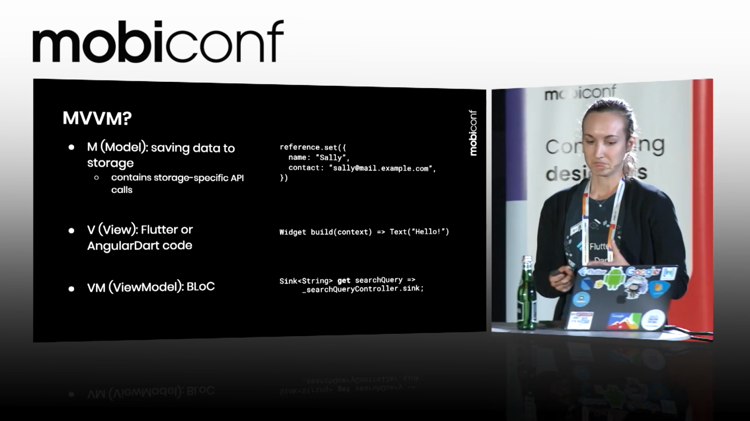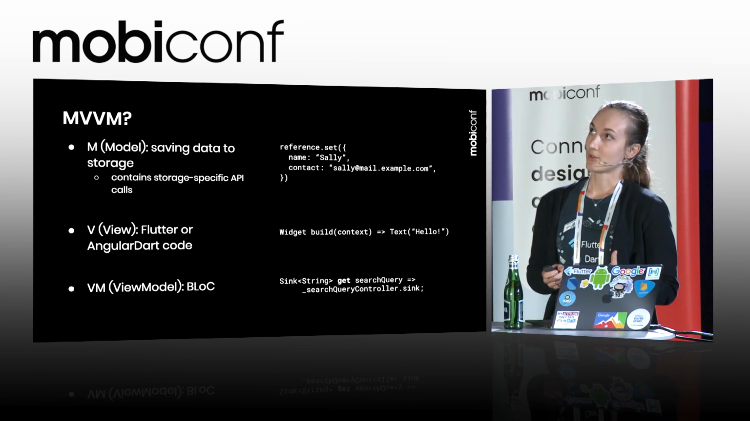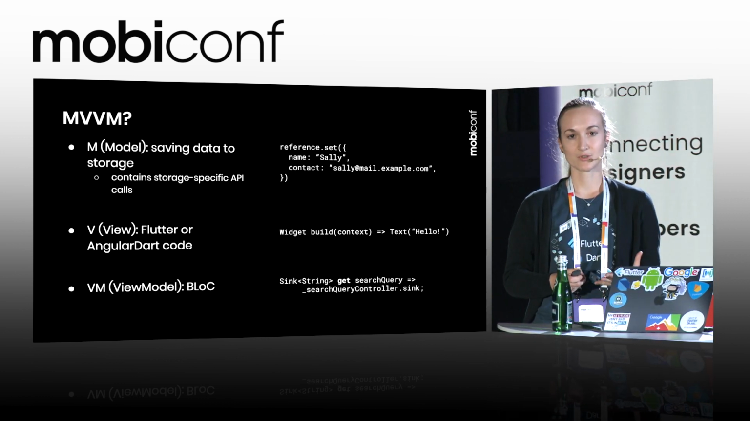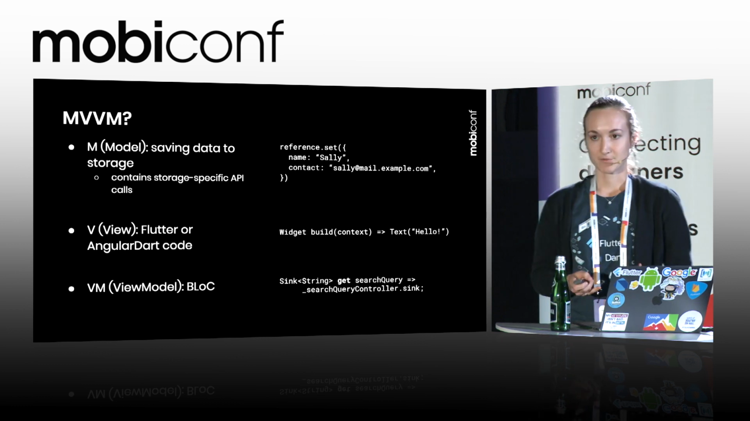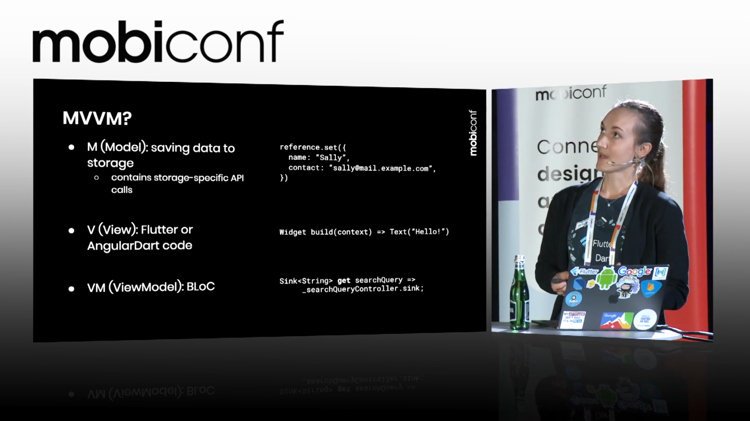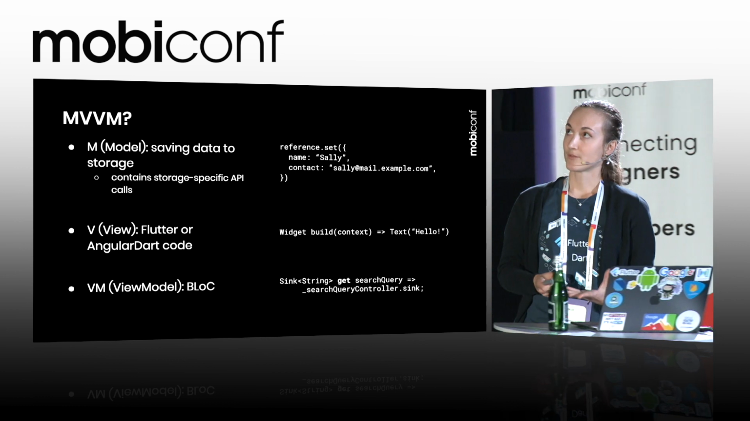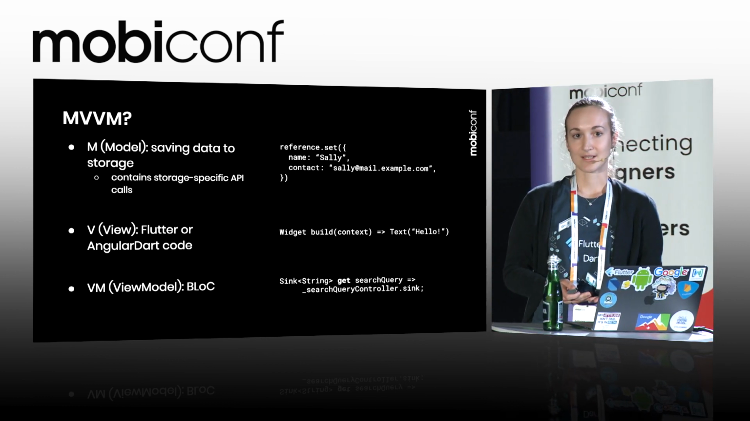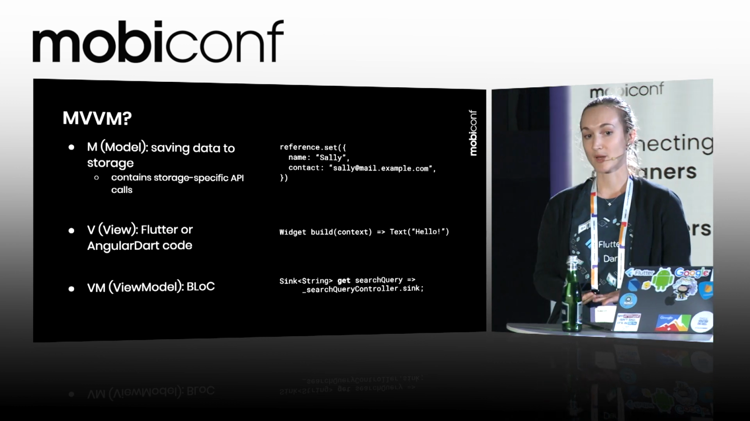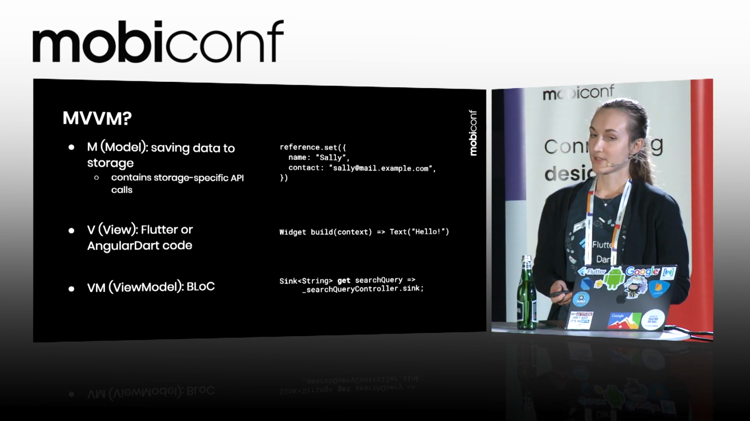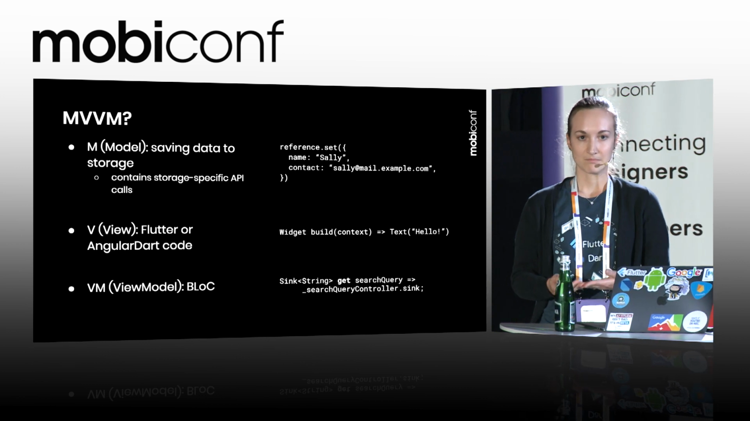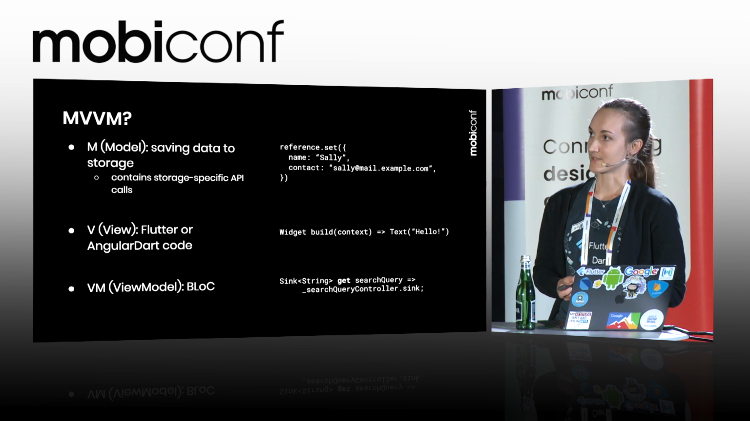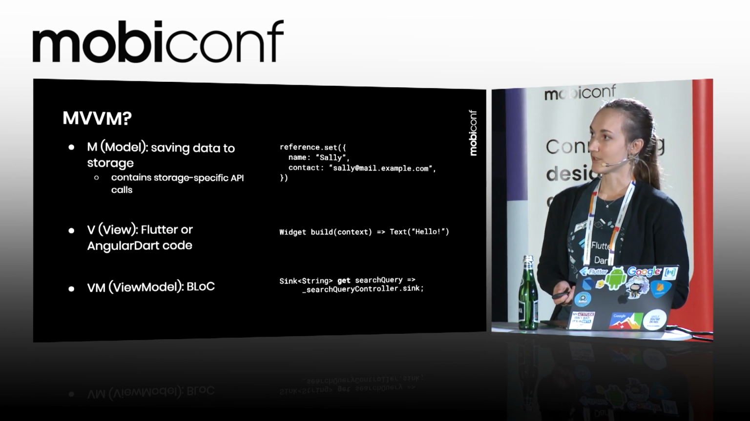And BLoC is a view model in MVVM. So BLoC is a view model in an MVVM application. MVVM is an architecture pattern, and it stands for model, view, view model. Model saves data to storage and contains some storage-specific API calls. View is a UI, Flutter or AngularDart, if you prefer to create web with AngularDart. And view model is a BLoC.